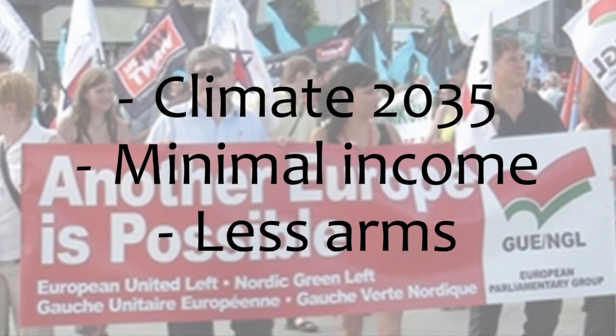So here are some real world examples of what this party is promising in case they get elected with the most seats. They want the EU to be carbon neutral by 2035. It's very ambitious. The plan for now at the moment is of course 2050. They also want to implement a minimal income across all the EU, and they also want a more peaceful Europe with less arms, less military.